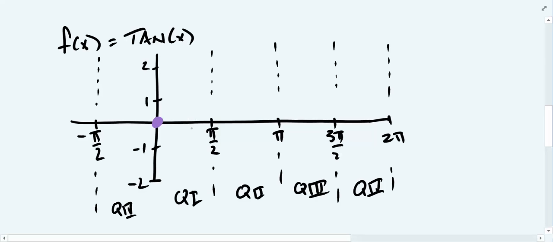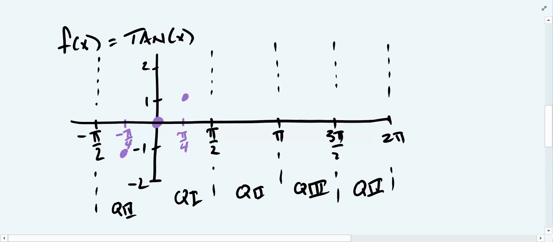Now, here's a really easy one. Let's take a look at pi over 4. Pi over 4 is still in quadrant 1, right? What's the tangent of pi over 4? It's 1. Very good. Okay? And let's go back. Let's go to negative pi over 4. Negative pi over 4 is just in quadrant 4, right? Swinging down, quadrant 4. What's the tangent of negative pi over 4? Negative 1. Okay, good. So this point is here as well.